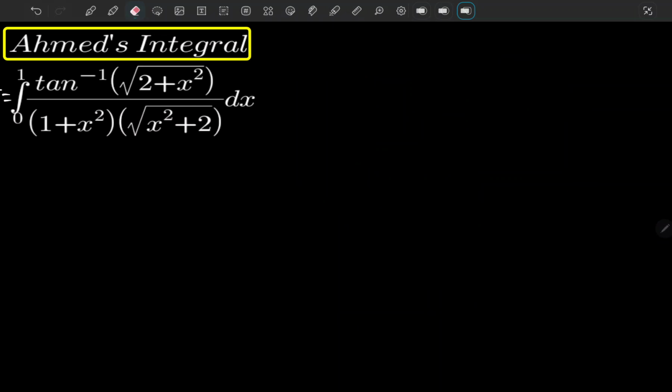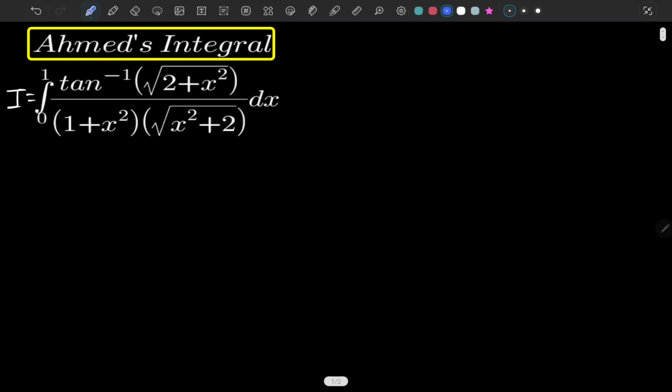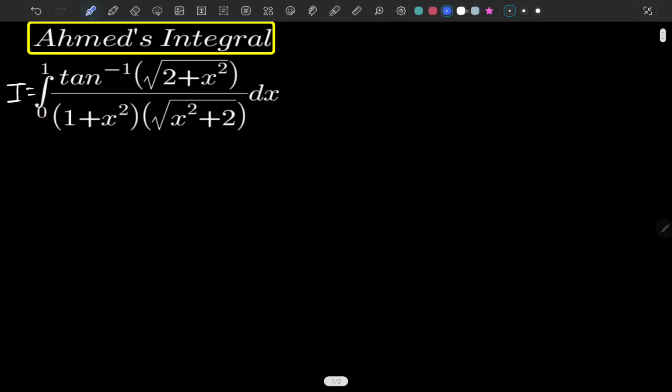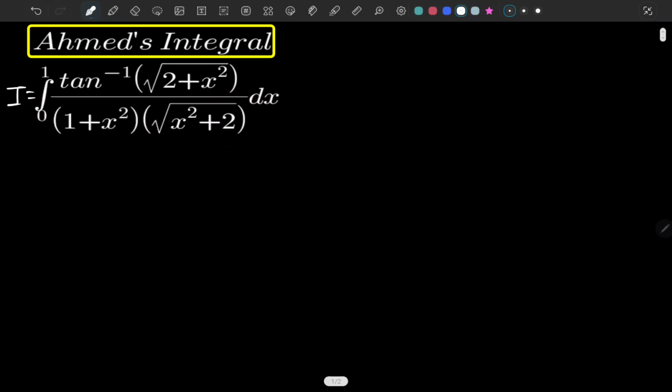Okay, so now I think we should begin with Ahmed's integral, right? This is really difficult to evaluate. It needs a lot of things. You can see that you have an integral and an arctangent, and the argument is nested with a radical, and inside the radical you have 2 plus x square, and all these things are nested over there. So I think we should begin proving, or maybe solving, evaluating this.